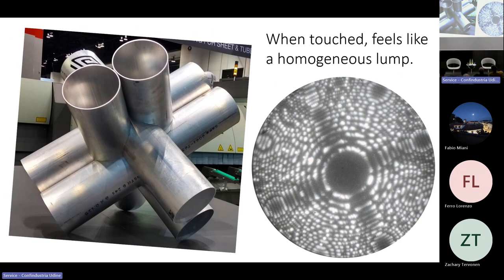It is the second most used material in the world. So do you know what the first most used material is? Concrete, yeah. And of course, concrete contains steel, it is far more interesting than just a homogeneous lump of material.